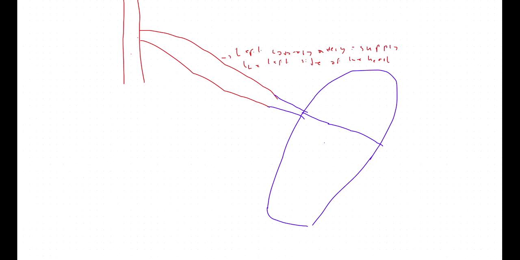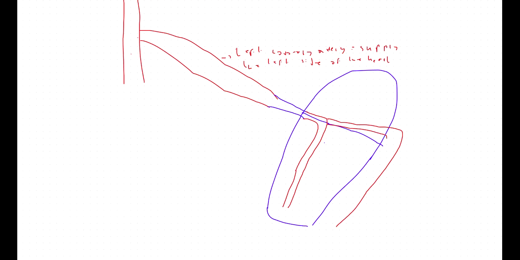So it gives rise to what? This is one branch which is running anteriorly on the surface of your left ventricle, so this is called the left anterior descending artery, LAD. The other branch is continued on the lateral border as your left circumflex artery. So this will be my left circumflex artery.